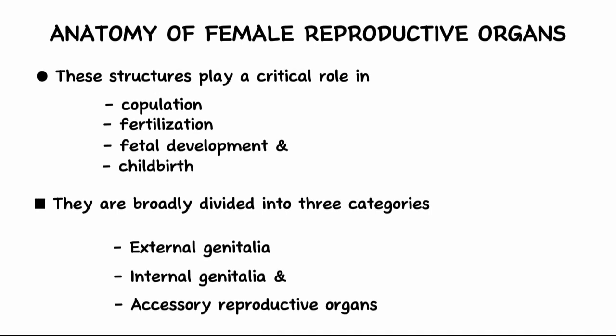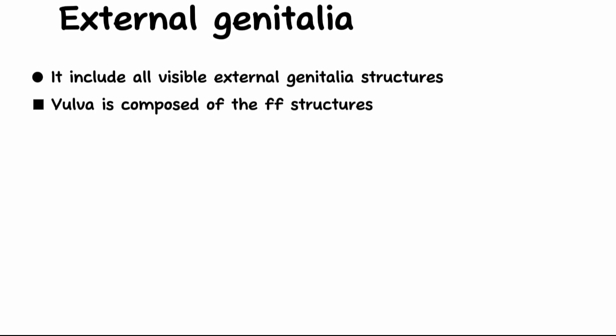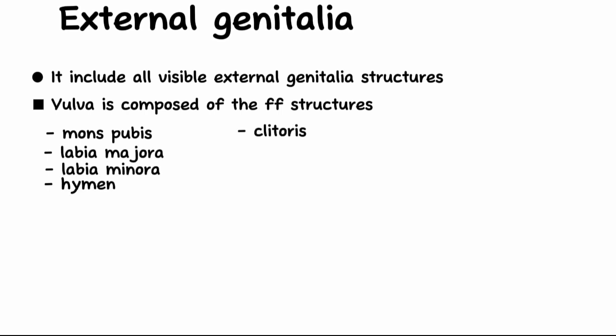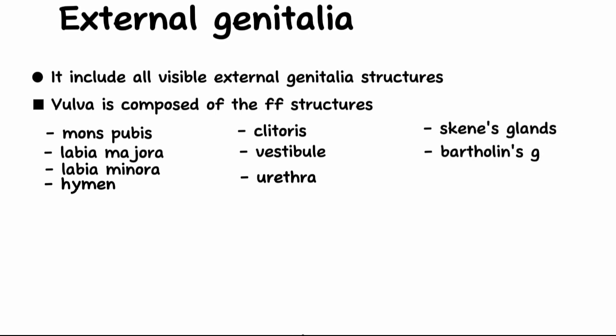Now, our focus today is on the external genitalia, also known as the vulva or pudendum. These include all visible external genital structures located in the perineum. The vulva is composed of the following anatomical structures: Mons pubis, labia majora, labia minora, hymen, clitoris, vestibule, urethra, Skene's glands, Bartholin's glands, and vestibular bulbs.